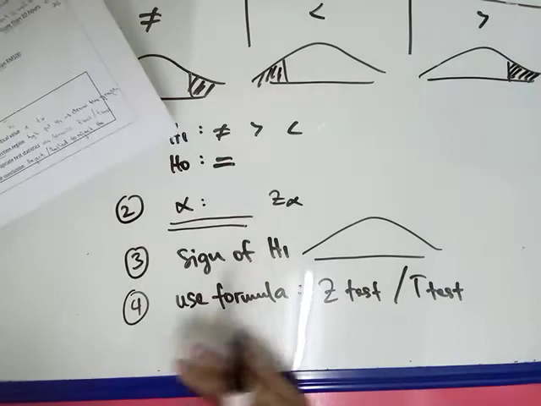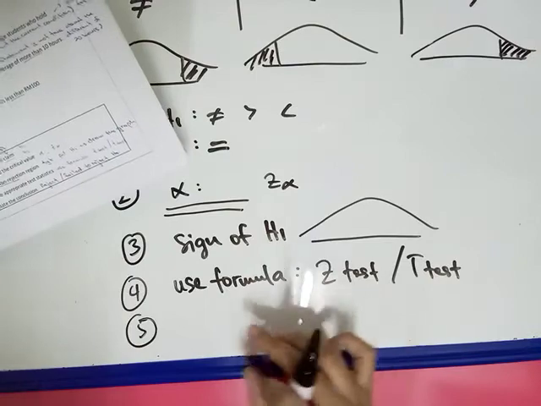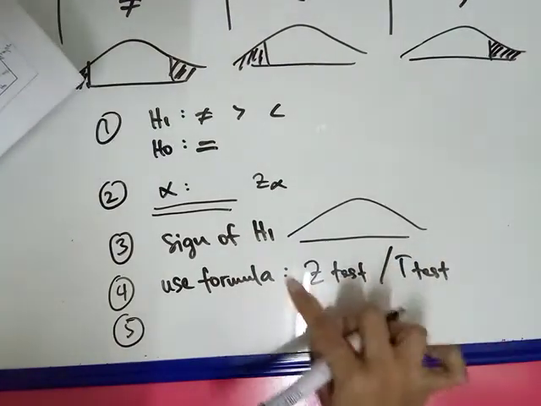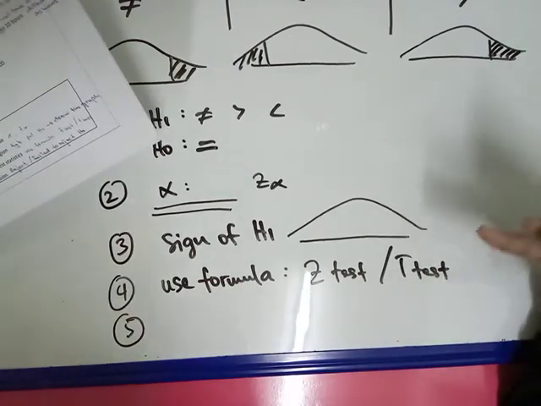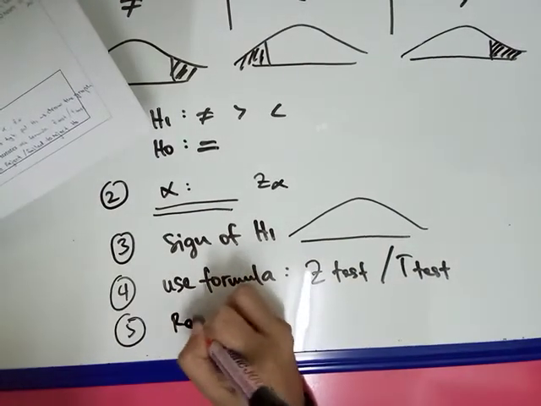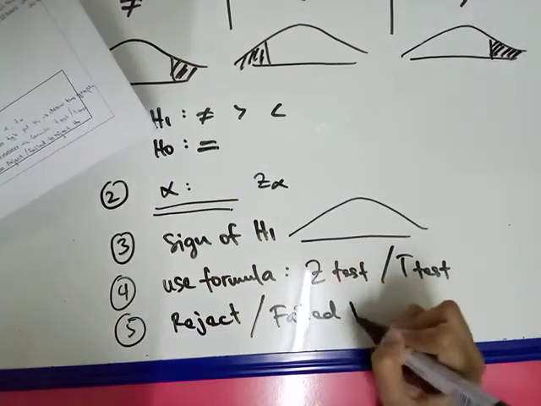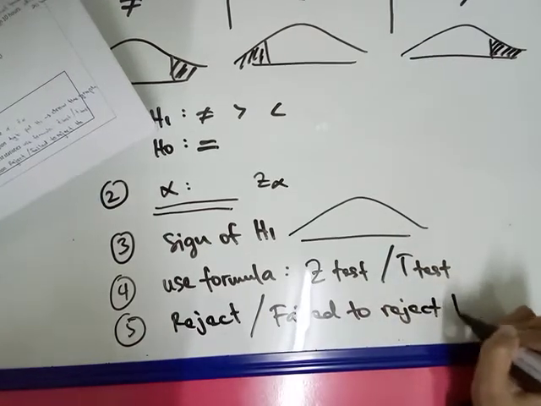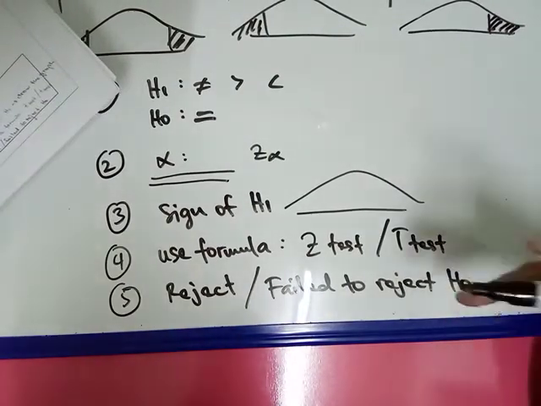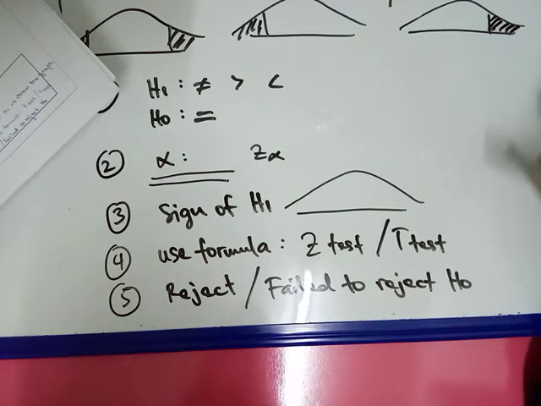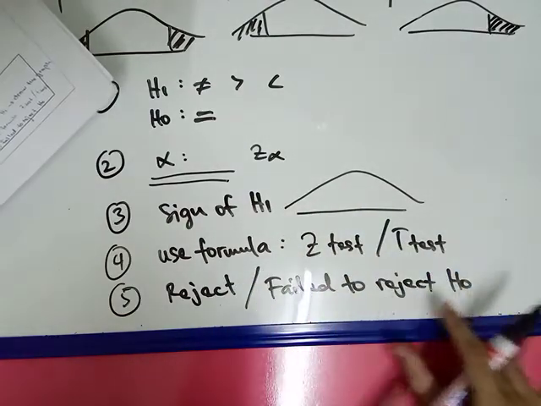And then last step, step 5: make the decision and state the conclusion. To make the decision, we have to refer to the value from step 4. Once we have calculated, we get a value. From that value, we can make the conclusion whether we reject or fail to reject H0. Our conclusion is only to reject or fail to reject H0, not reject H1 or fail to reject H1. We only make the conclusion on H0.